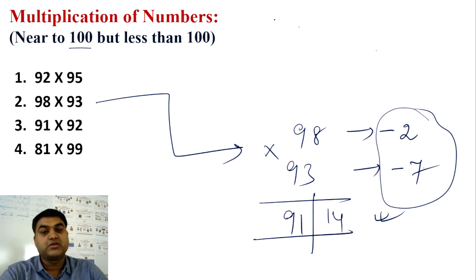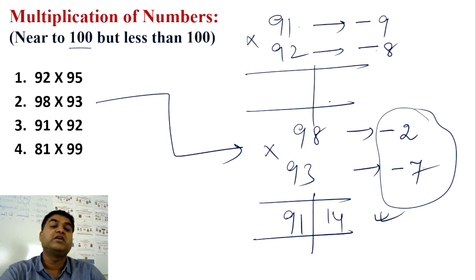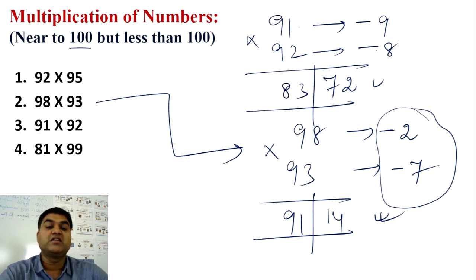Keep practicing. Dear friends, after knowing these tricks, you should do a lot of examples. You should do a lot of practice so that you do not forget how to do this. Minus 9 into minus 8, 72. 9 8s are 72. On the left hand side, what we can do is 92 minus 9 or 91 minus 8, which will give us 83 as the answer.